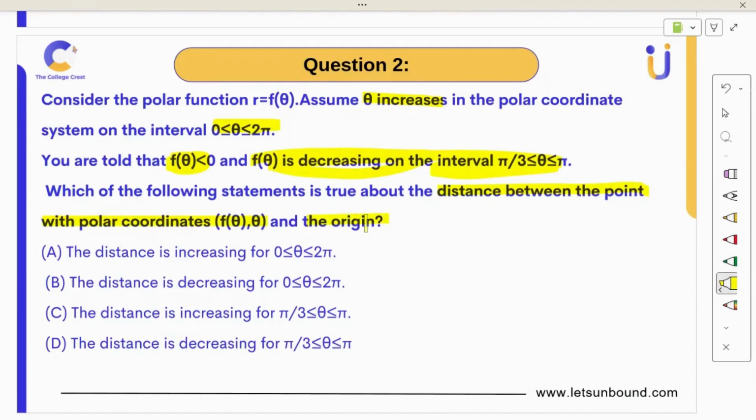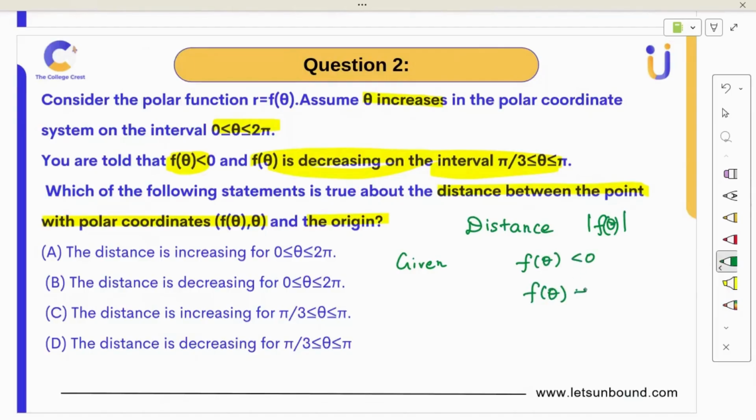So there is one point and the origin. What is the distance between them? Like the true statement which describes the distance between these 2 points. Okay, what is distance? Distance between your point and origin is the modulus of f of theta, because we can have negatives also. That's why we are using modulus. I mean the absolute value. So what is given to us? f of theta is less than 0. Also, f of theta is decreasing.